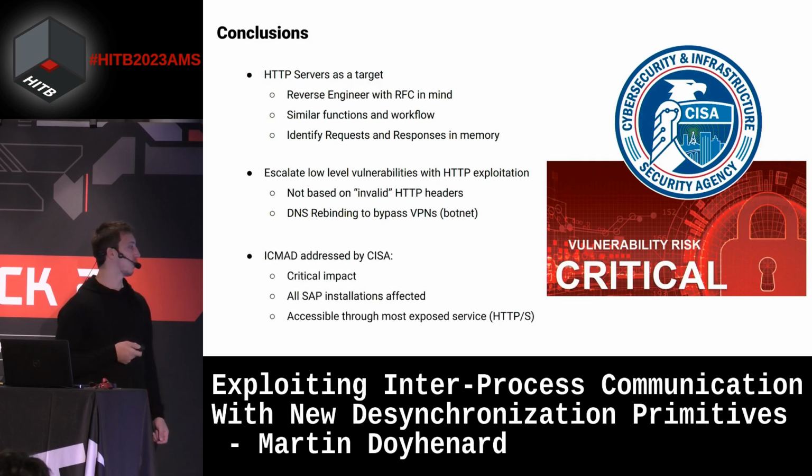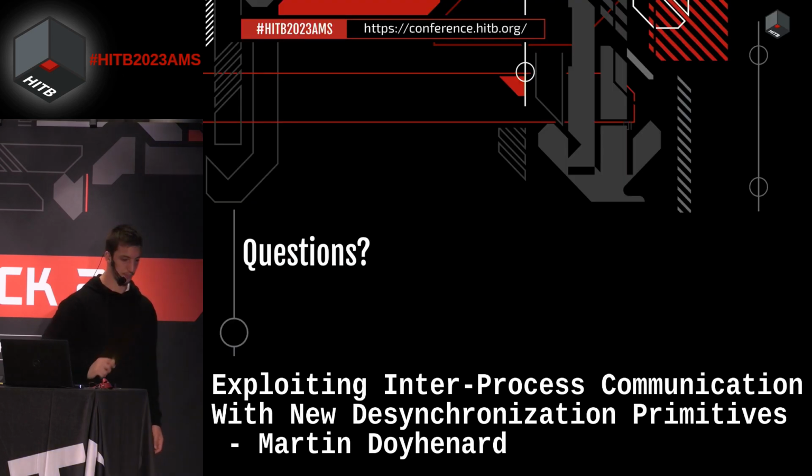And finally, the code name for these vulnerabilities was ICMAD. This was addressed by the Cybersecurity and Infrastructure Security Agency from the US and different CERTs in the world. It has a critical impact. There were a lot of SAP servers being compromised because of this. And so there was a big campaign from SAP to update their servers. And again, this was exposed in more than 20,000 servers in the internet, so it was quite critical. And that's it. Questions?